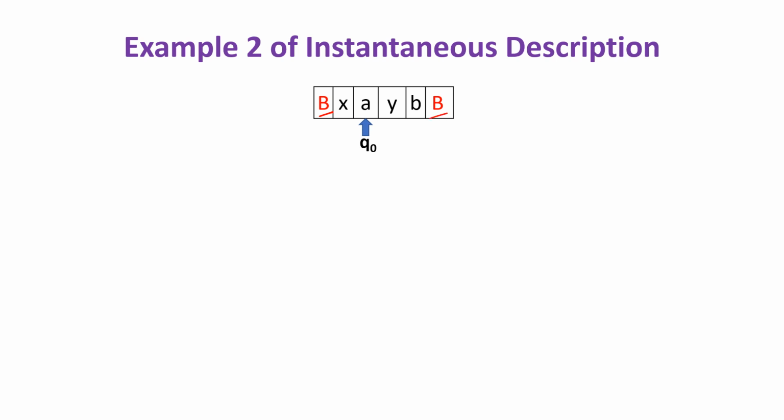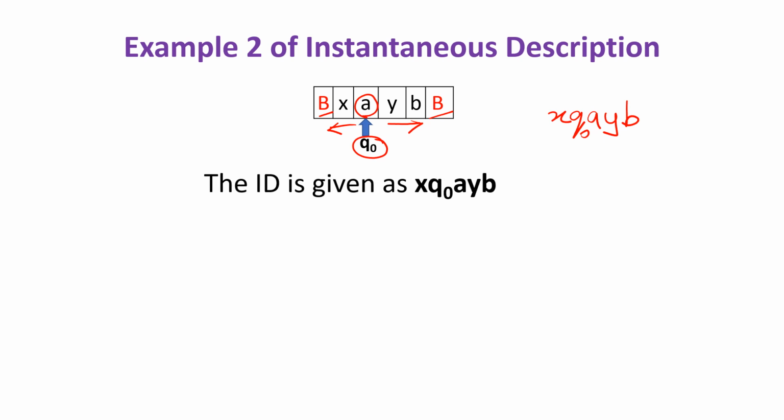B are the blank symbols in the tape. Current state is Q0 and the read-write head is pointing to the current input symbol A. So, A will be towards the right of Q0, and the leftmost non-blank symbol of the string is X and towards the right is Y, B. So the instantaneous description is given as X, Q0, A, Y, B.